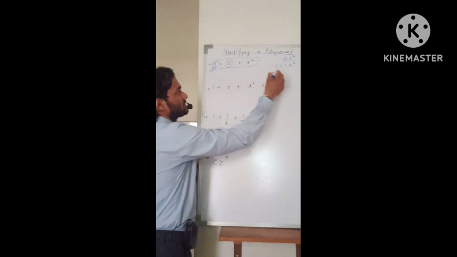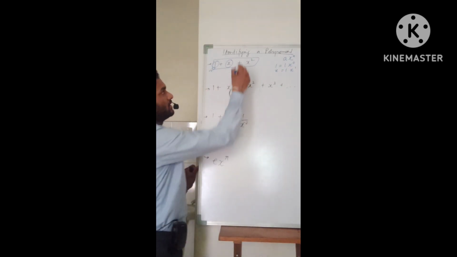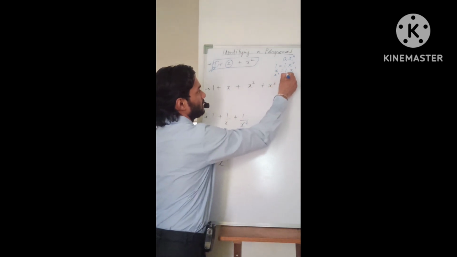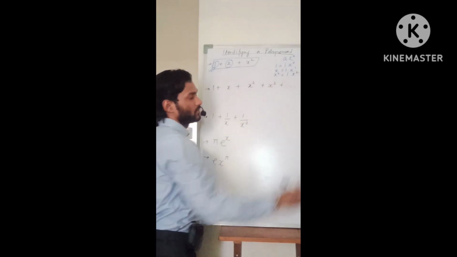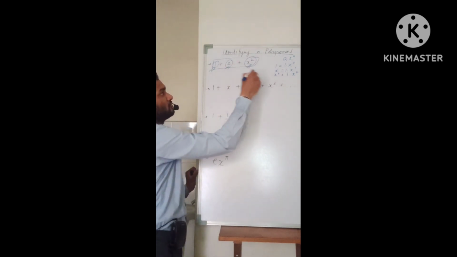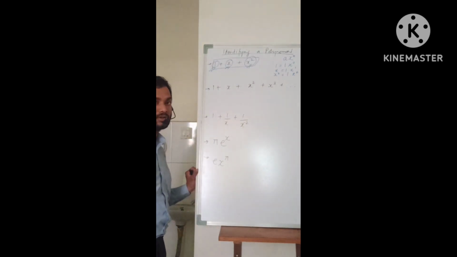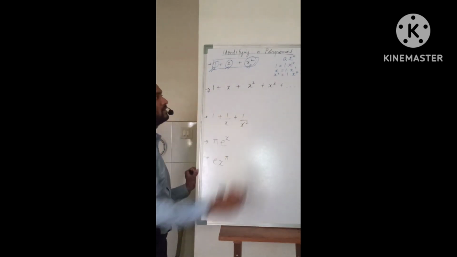Similarly, I can write x as 1 constant times x raised to 1. Yes. And likewise x square is 1 into x raised to 2. Since all the constituent terms align with the format of a polynomial term, the whole expression is also a polynomial. Now moving to the second example.